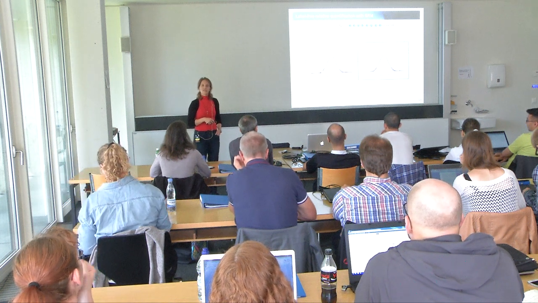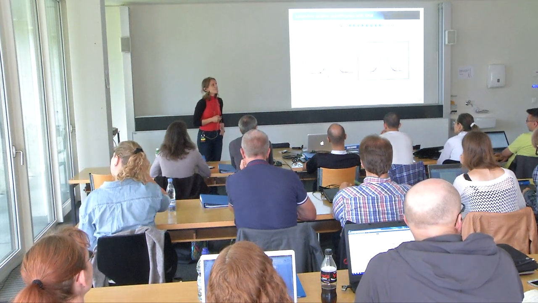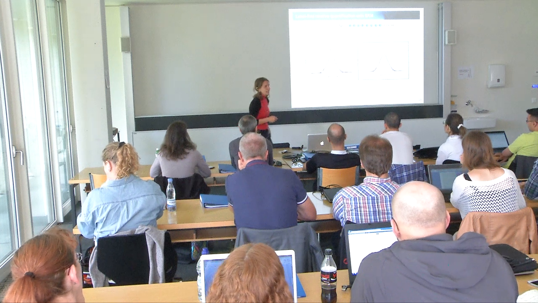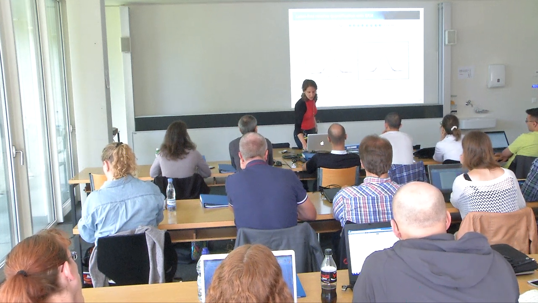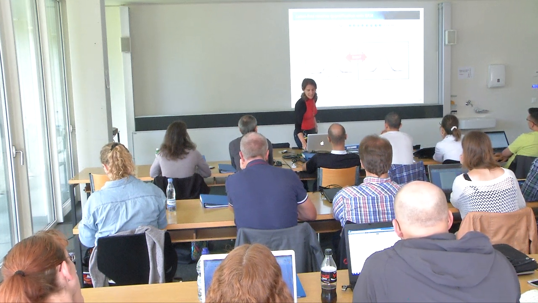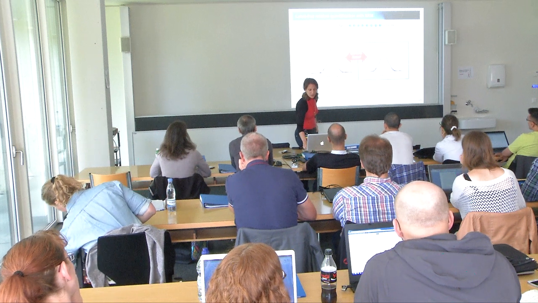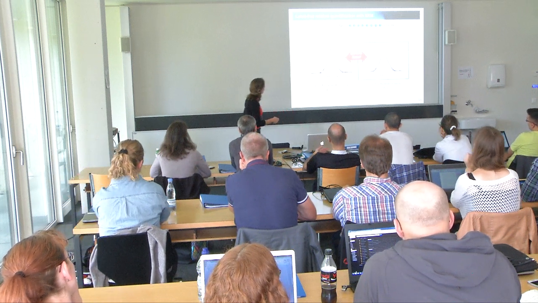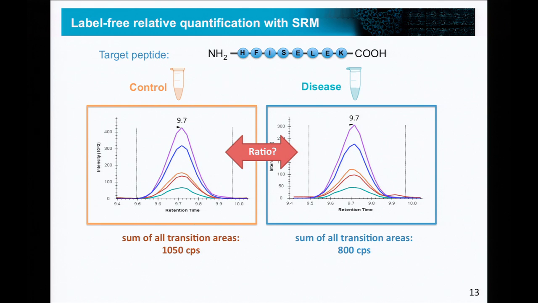How do I have the sum of all transitions? Exactly. This would happen. This is how Skyline does it. To determine the ratio between the two, Skyline would sum up all the transitions of the control sample, sum up all the transitions of the disease, and then it would take the ratio between the two.